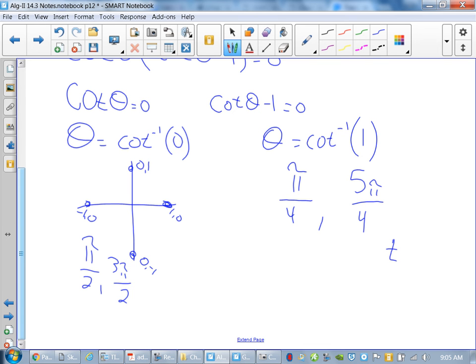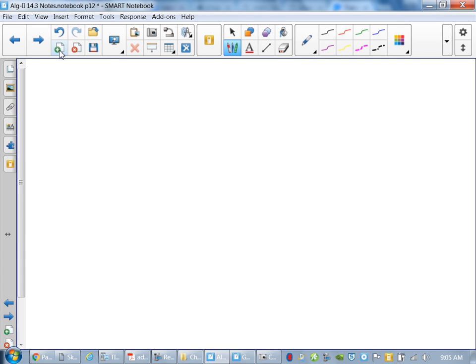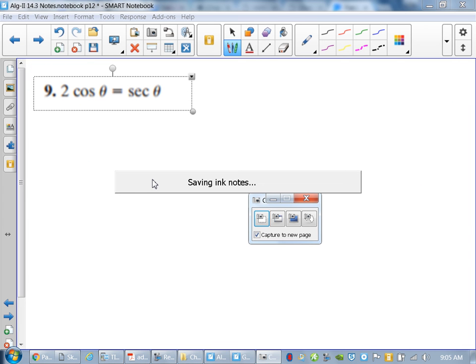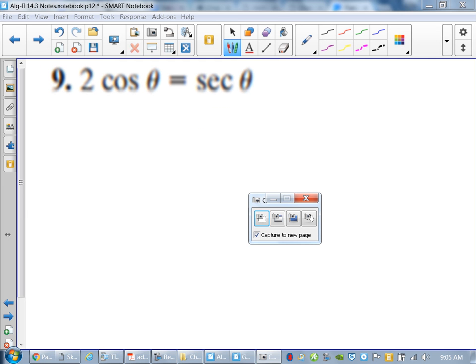What's next? Well, sometimes you have to do stuff like this: 2 cosine theta equals secant theta.